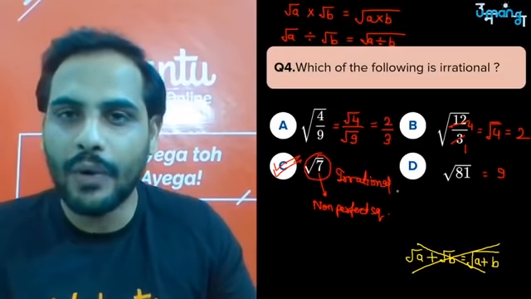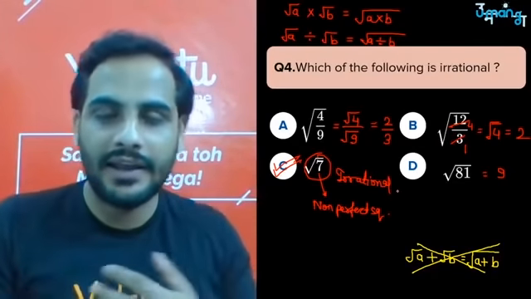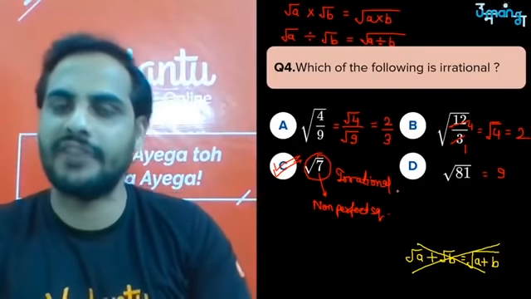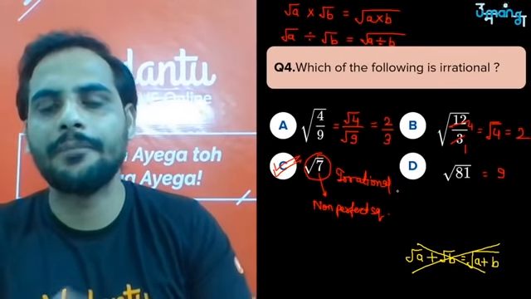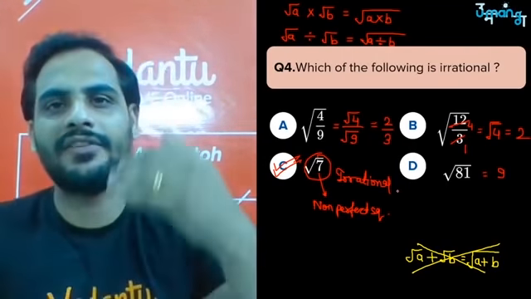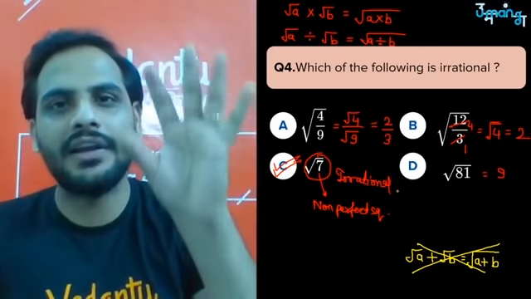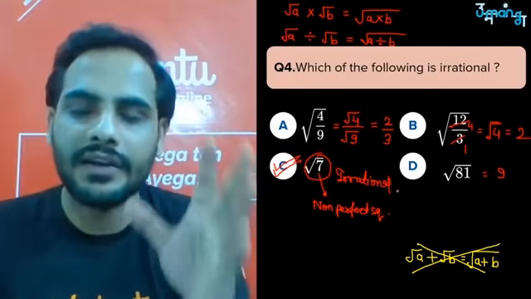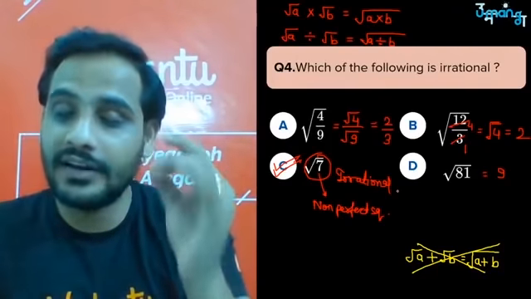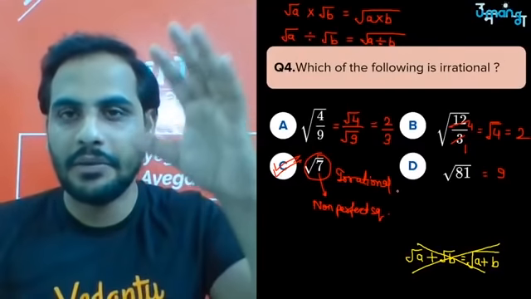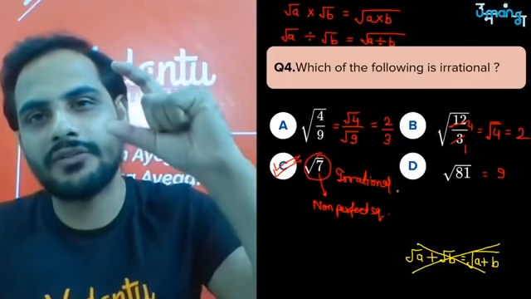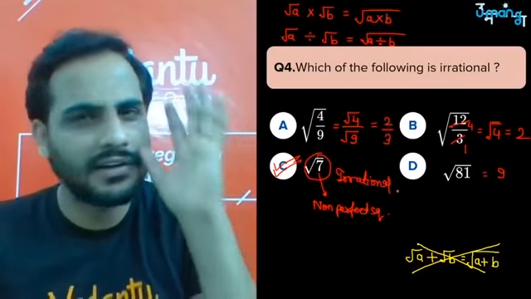So you should be able to identify the irrational number as well as rational number both in the fractional form as well as your decimal form. In the fractional form, if it is integer upon integer, then it is rational. If it can be converted to p by q form, in the form like integer upon integer, then it is rational.